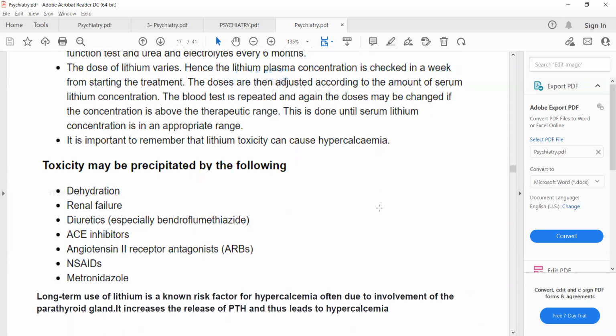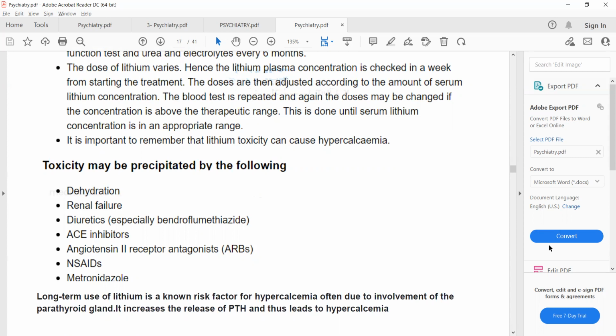What are the factors that can precipitate the toxicity of lithium? Dehydration, renal failure, because lithium is excreted by the kidneys. So renal failure and dehydration can precipitate lithium toxicity. Similarly, anything that decreases GFR, such as diuretics, ACE inhibitors, they decrease the excretion of lithium ions through the kidneys. So they can also precipitate lithium toxicity.